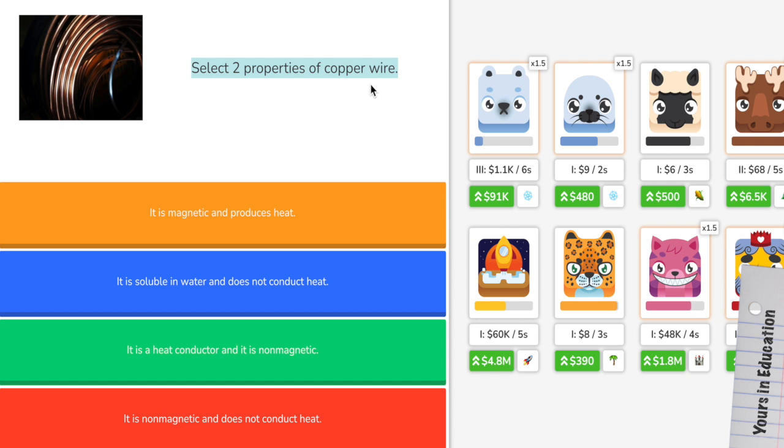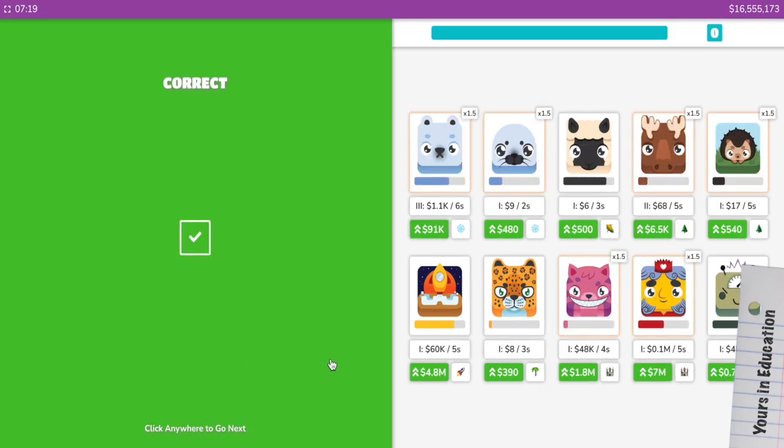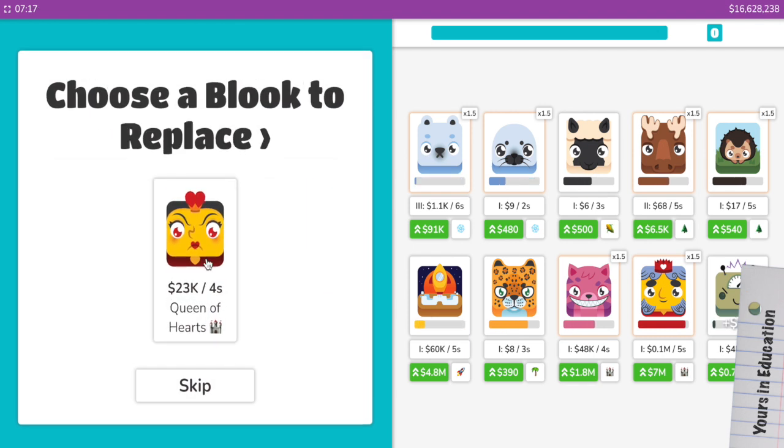Select two properties of copper wire. It is magnetic and produces heat. Copper, I don't think copper is magnetic. It is soluble in water and it is not soluble. It is a heat conductor, yes, and it's non-magnetic. I'm thinking this is it. It is non-magnetic and does not conduct heat. It conducts heat, so this is it. Yes. Whew. Okay.